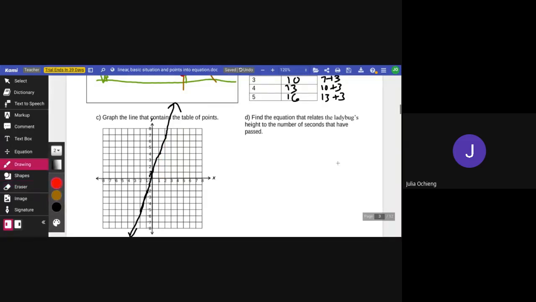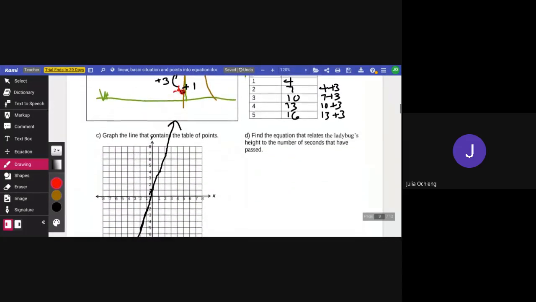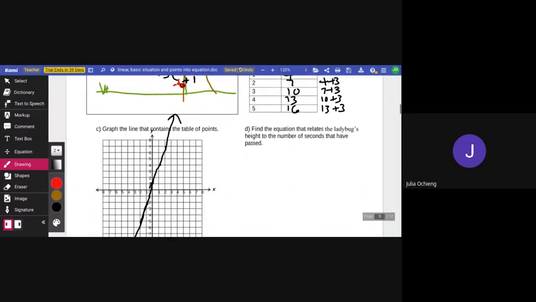Find the equation that relates the ladybug's height to the number of seconds that have passed. All right, so we want to know how high up that ladybug is. So y is the height of the ladybug. And we need to find an equation for the ladybug height, given any number x of seconds that have passed, right?